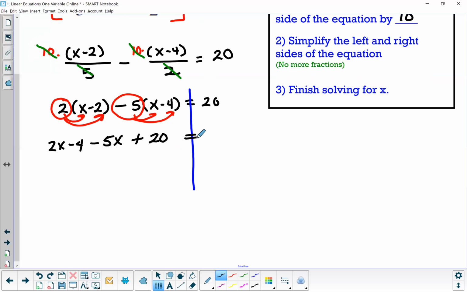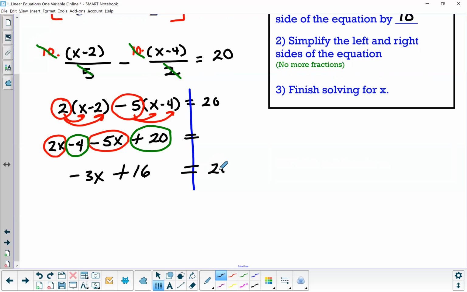We distributed it, continue to simplify by combining like terms. So we have 2x and minus 5x are alike. We have minus 4 and plus 20, they are alike. So 2x minus 5x is negative 3x. Negative 4 plus 20 is plus 16. All right, that left side is simplified, so now we'll bring down the 20 on the right.